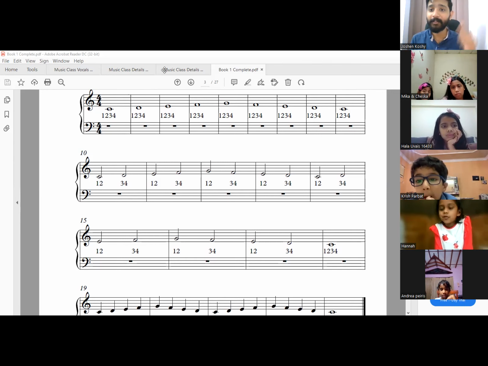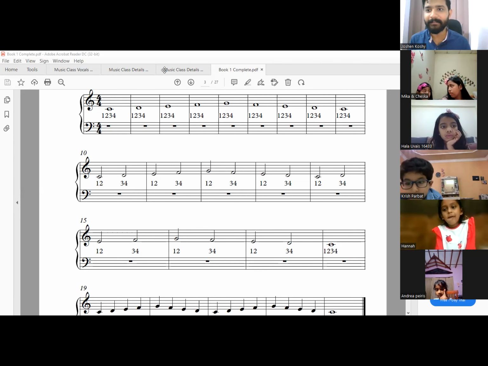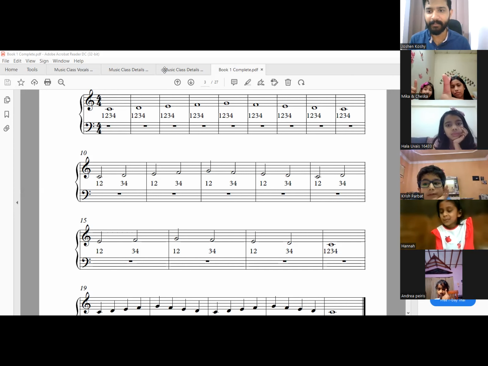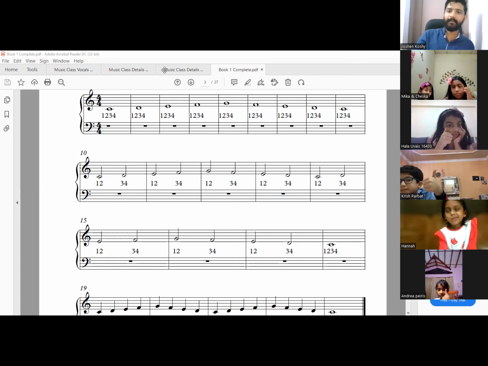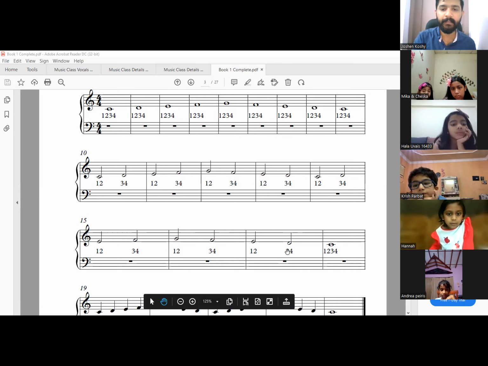Do you agree? If you agree, show me thumbs up. Is 16 the answer? Hala? Mika, Chiska? Yes, okay. Andrea also agrees. Michelle also agrees. Then it must be correct. Let's check, okay? So 1, 2, 3, 4, 5, 6, 7, 8, 9, 10, 11, 12, 13, 14, 15, 16. Yeah, 16 is the right answer.